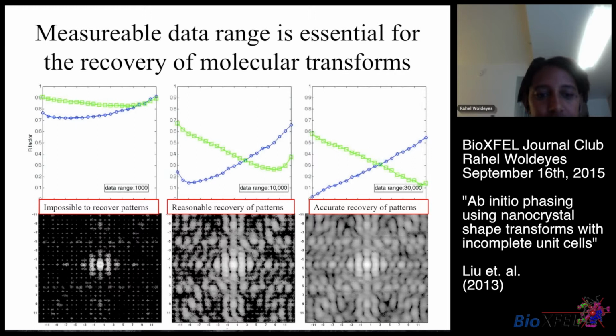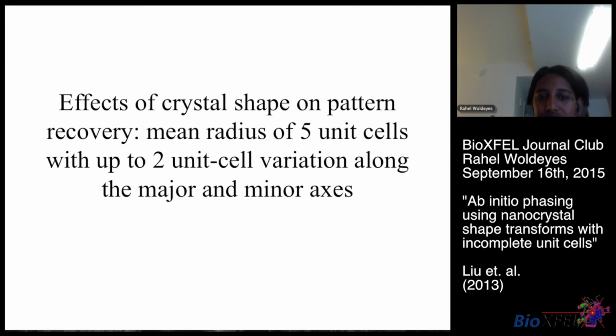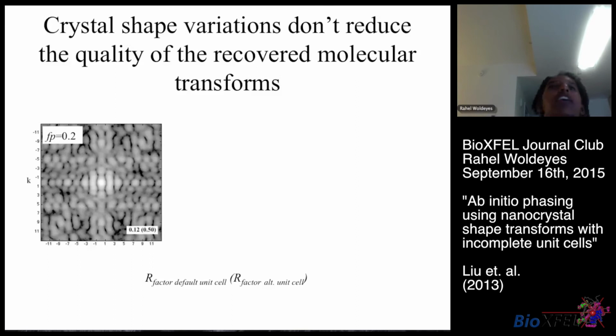The other aspect is the crystal shape on pattern recovery. What they did was set the mean radius of the unit cell to be 5, and they allowed a variation of about 2 unit cells in the different axes. What they saw was that the crystal shape variation doesn't really reduce the quality of the recovered molecular transform. As you can see here, the molecular transform looks really nice. They're showing you the R factor, which is 0.12, and the R factor for the alternate unit cell, which is pretty high, which makes sense.